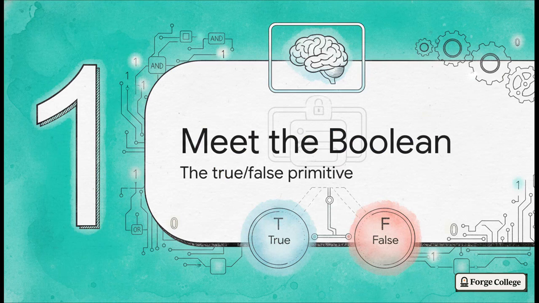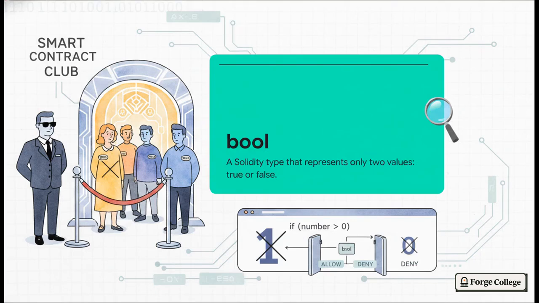All right, part 1. Meet the Boolean. So think of a Boolean as a ridiculously strict bouncer at the most exclusive smart contract club in Web3. I mean, you are either on the guest list, which is true, or you are out, which is false. There is absolutely no gray area here.